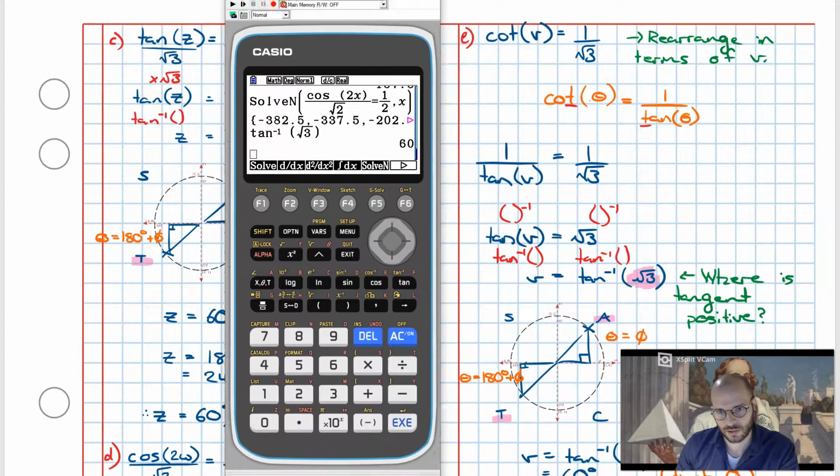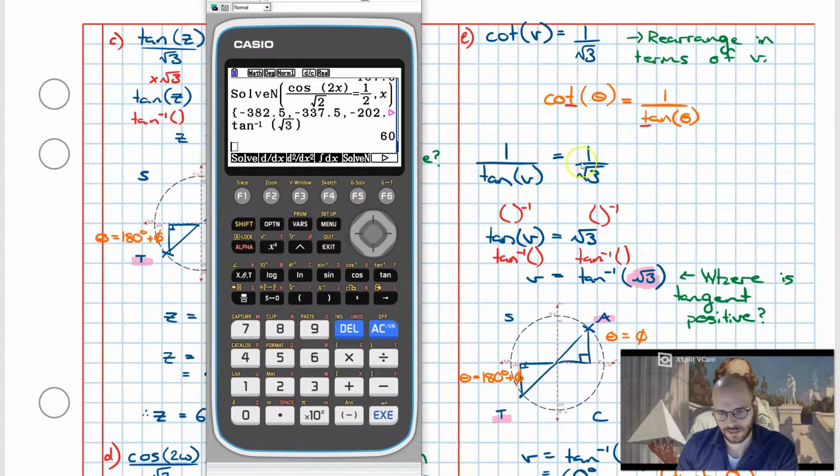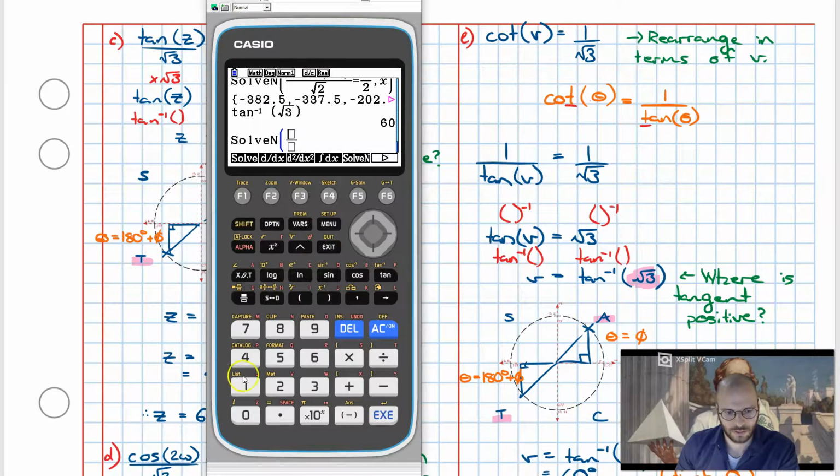Now, when we're calculating this, we can't put cotangent into our calculators. So verifying this solution, we have to go down to this line over here, so the line underneath. Doing that, I'll mash the exit button again, and I'll go Option, Calc, Solve N. From there, I'm going to put in 1 over tan x, because we only have x on this calculator, and shift equals, then we go 1 over the square root of 3.